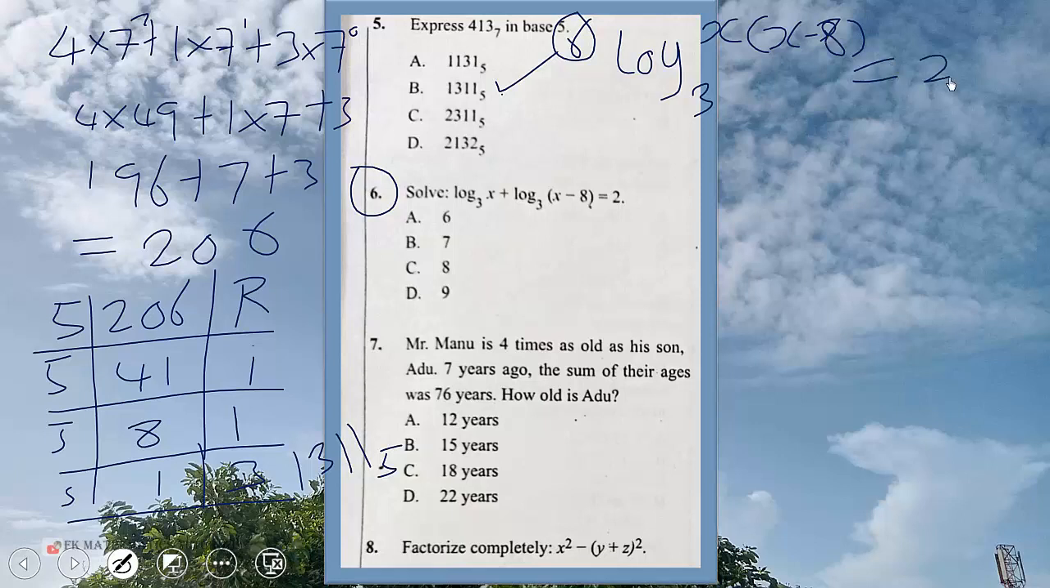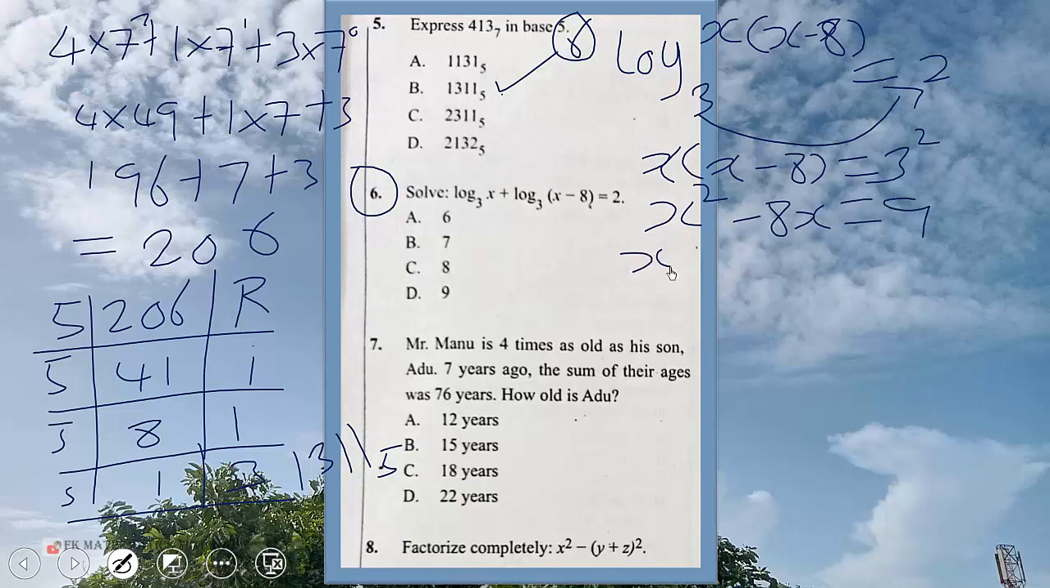So we write it as an exponential equation. The base will come and be raised to this number here. So we get x times (x minus 8) is equal to 3 squared. When we expand this, we get x squared minus 8x is equal to 9. So x squared minus 8x minus 9 is equal to 0.